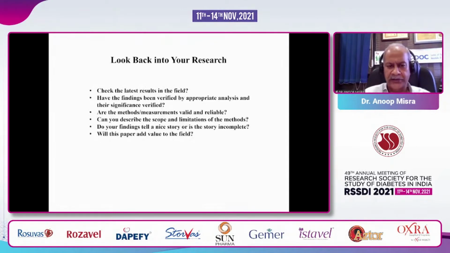Look back into your own research and the research surrounding the area that you are researching. Check the latest research results in the field. Have the findings been verified by appropriate analysis and their significance verified? It is best to have a biostatistician along with you to advise you on the analysis part and significance part, and also on the method and measurement part. Are the methods and measurements valid and reliable? Can you describe the scope and limitations of the methods?